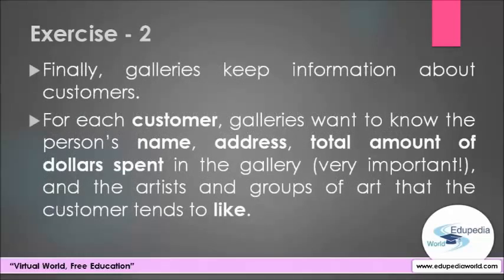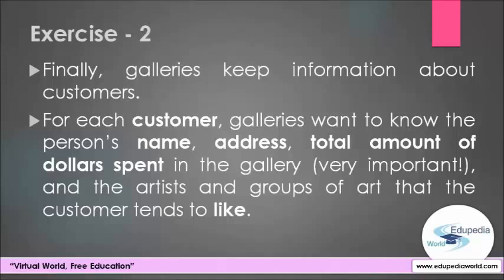Finally, galleries keep information about customers. So here comes another entity, customers. For each customer, galleries want to know the person's name, address, total amount of dollars spent in the gallery. It is very important. And the artists and groups of art that the customer tends to like. So, according to the last part, we have to track customers' purchases. Therefore, we have to maintain another entity called purchase.